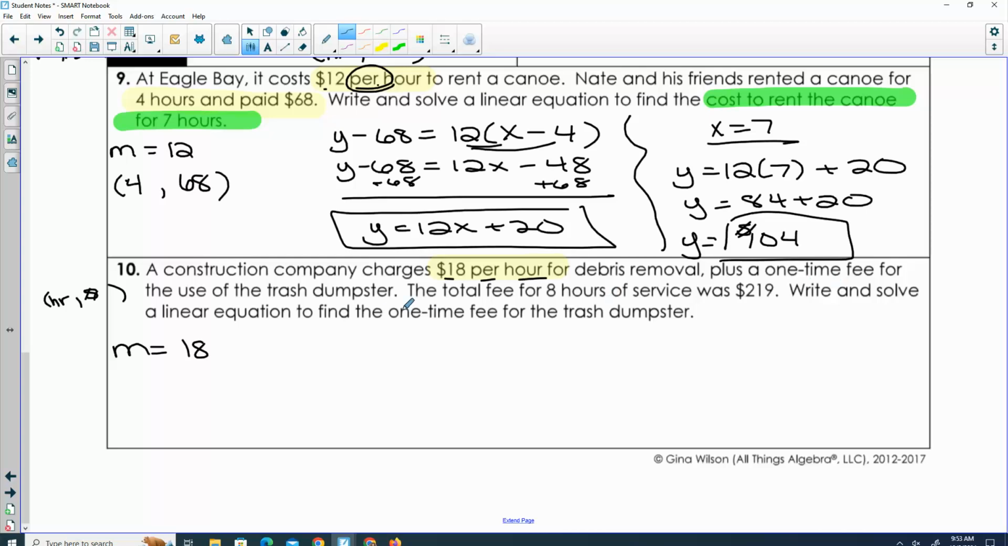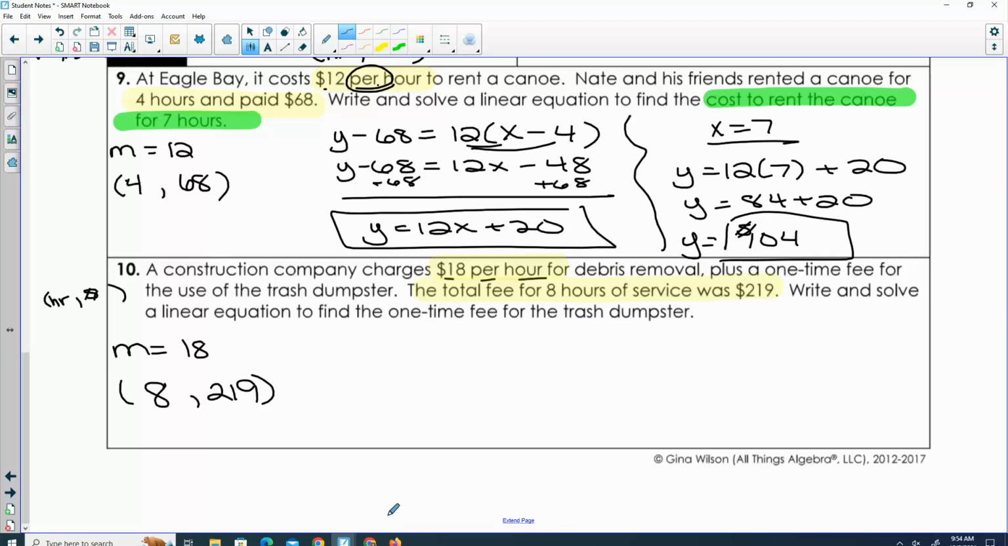Okay, so they charge $18 per hour for debris removal plus a one-time fee for the use of the dumpster. The total fee for 8 hours of service was $219. So those two numbers go together. My hours is my x, so 8 hours, x is 8. The cost of that is my y, that was $219.